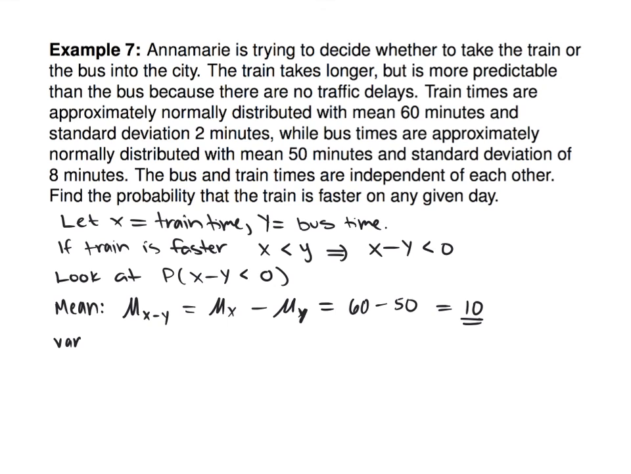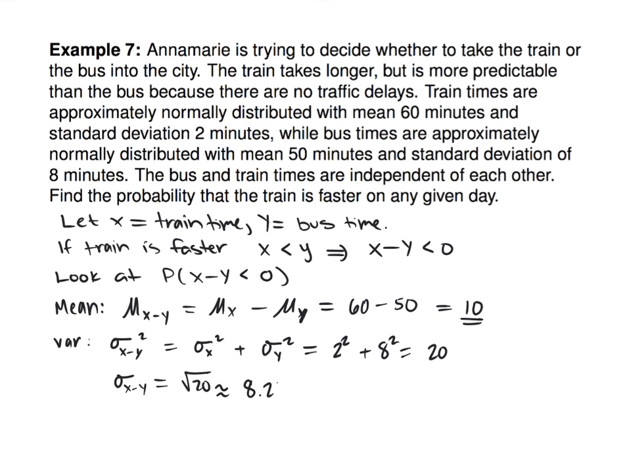Okay, we need to find the variance first because that gets us the standard deviation. So I'll call it sigma sub x minus y squared. That's sigma x squared plus sigma y squared. So the first standard deviation was 2. So 2 squared plus 8 squared gives us 4 plus 16 is 20. So therefore, just plain old sigma is root 20, which is approximately 8.246.